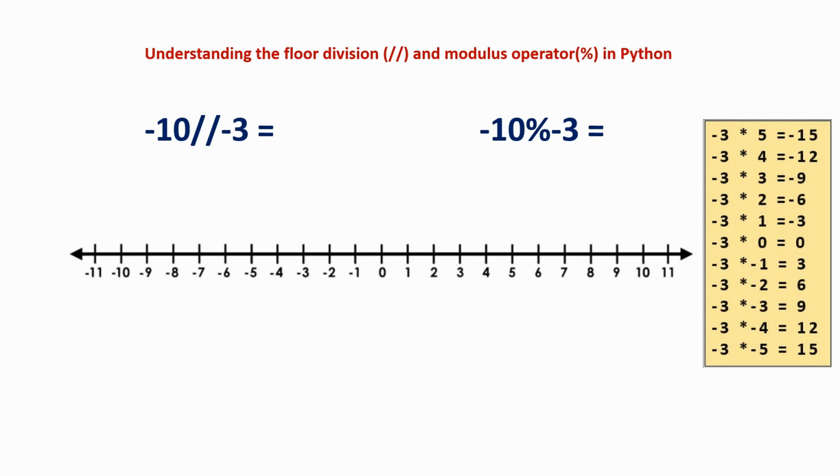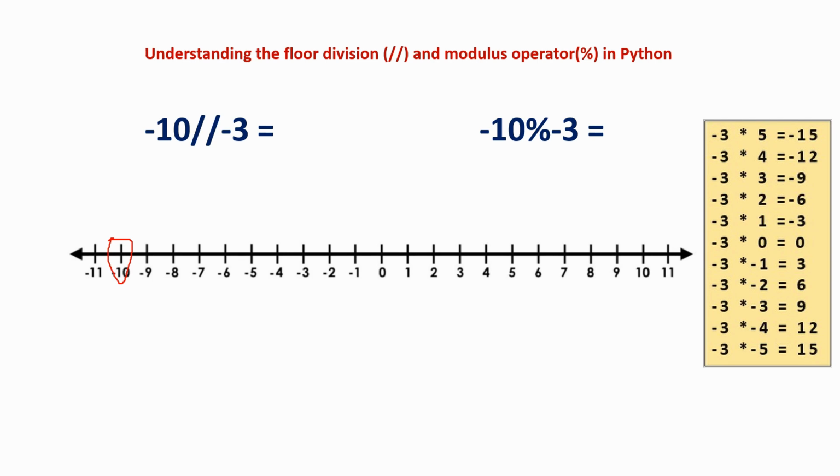Now here we see both are negative, right? Both are negative. Now how do I understand here? Now what is my value? Minus 10. Minus 10 is here, remember. This is minus 10. Now with minus 3, we need to multiply.